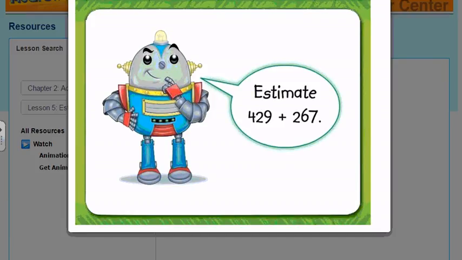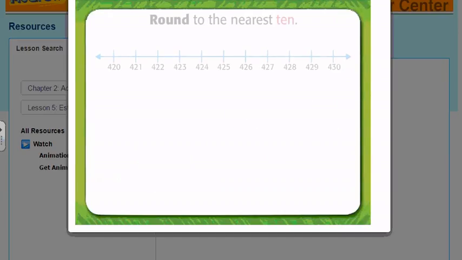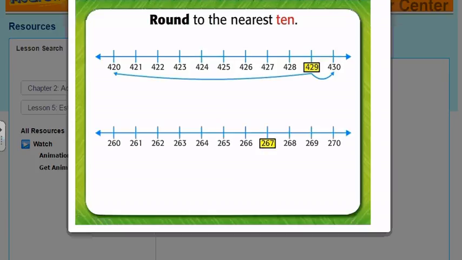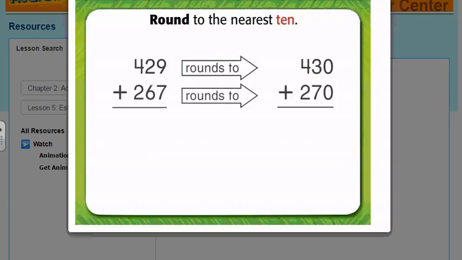Estimate 429 plus 267. First, let's round to the nearest 10. 429 is closer to 430 than 420. 267 is closer to 270 than 260. So 429 rounds to 430, and 267 rounds to 270. 430 plus 270 equals 700.